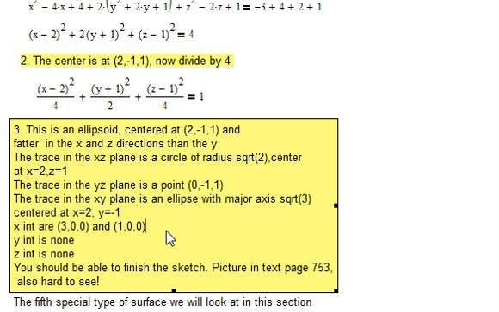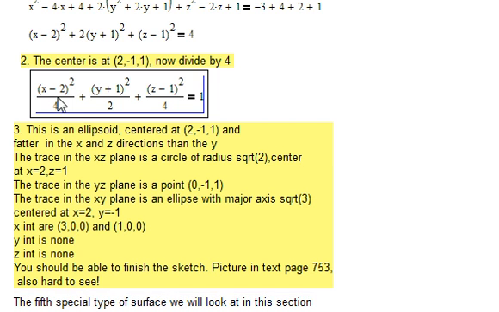The y-intercept, well, can there be a y-intercept? There could, if x and z could both be 0. Well, let's see, is that possible? Could we have y plus 1 squared over 2 equal to 2? Oh, where was I? I had to quiet my dog.